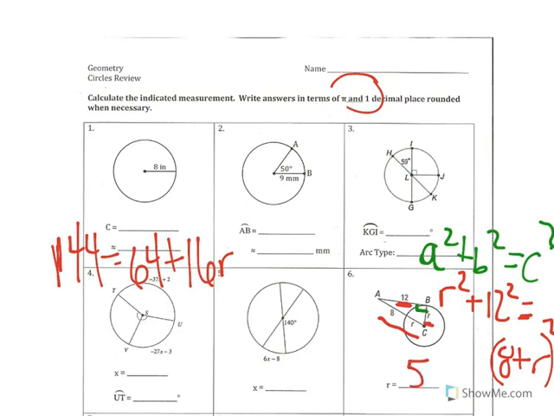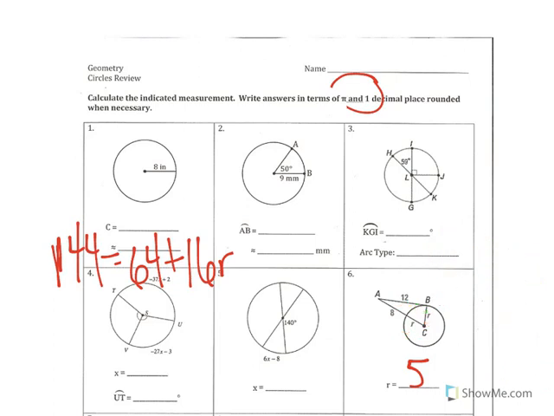Which, if you plug that back in, we will get r, 12, and 13, which we do know from our Pythagorean triples is a right triangle, therefore making that 5 the correct answer.